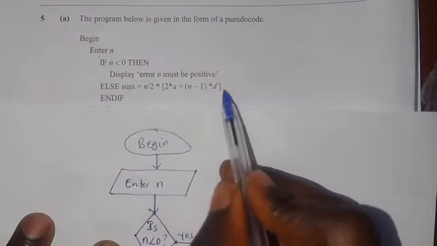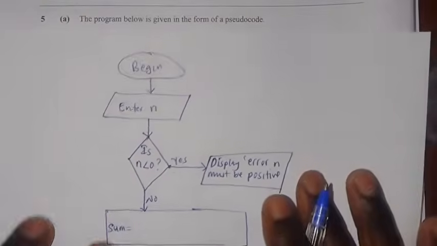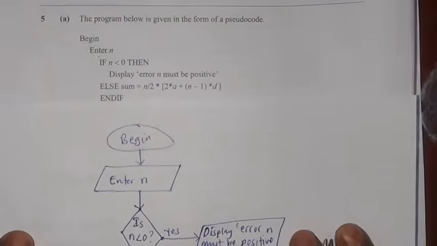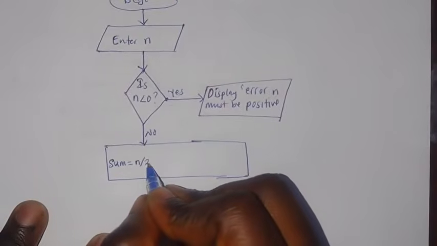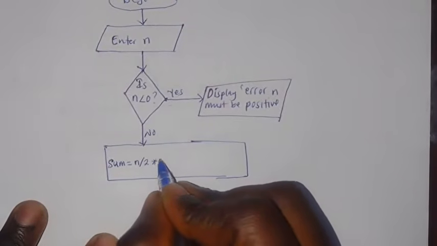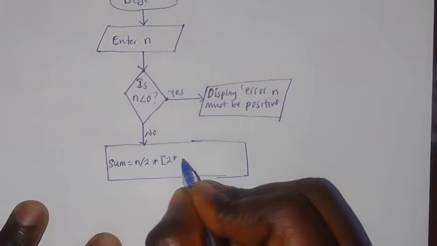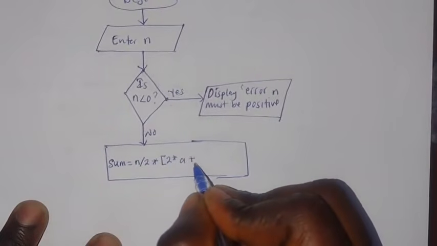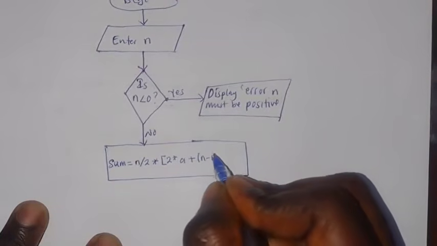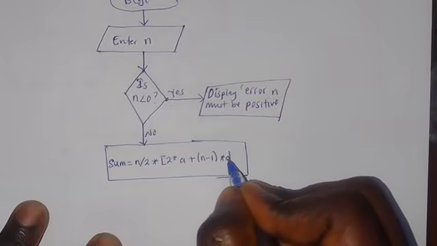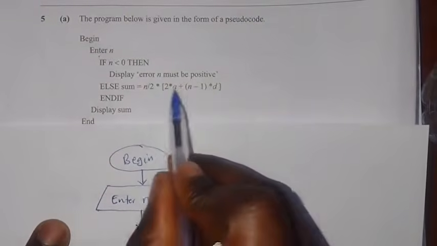Just write the word sum equal to this. You copy the formula. Okay, so you just write sum equal to. So just copy the way it is, which is n divided by 2, then times, open a square bracket, 2 times a plus, so I'm just copying the formula the way it is, open bracket, n minus 1, we cross, then times d, close square bracket. So this formula here is this one, which is right here.